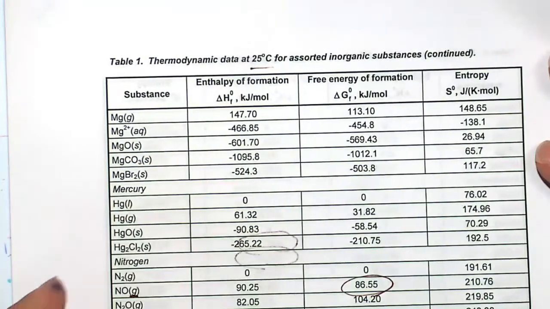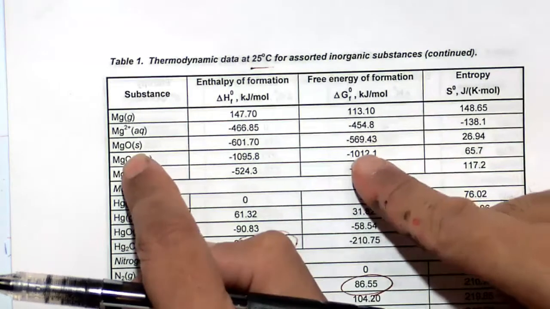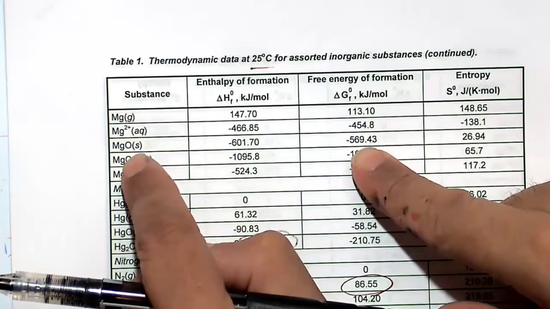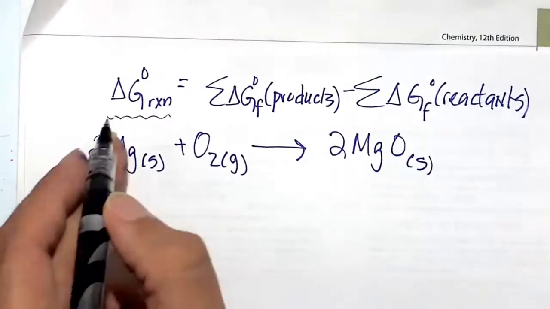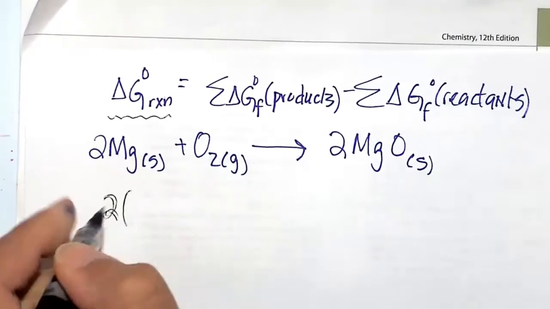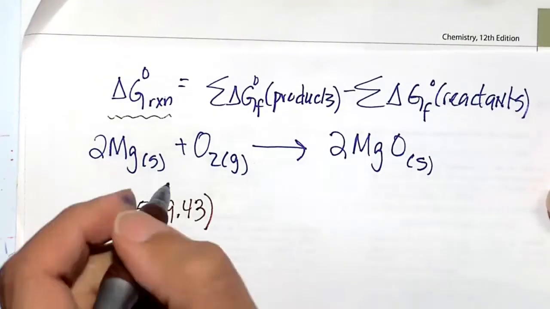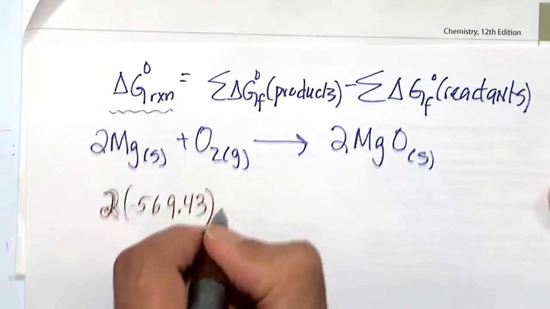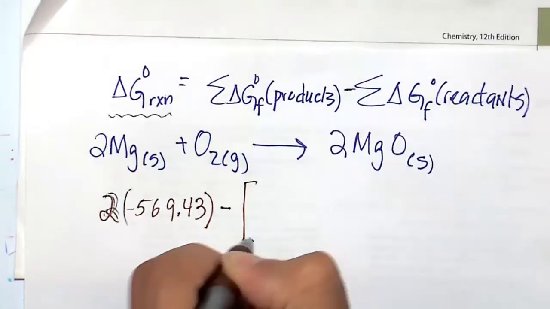So MgO, magnesium oxide, is right here. Make sure you have the right state here. It's going to be minus 569.6. We've got to multiply this by 2. 2 times minus 569.43. Okay, I'm going to add the units later.